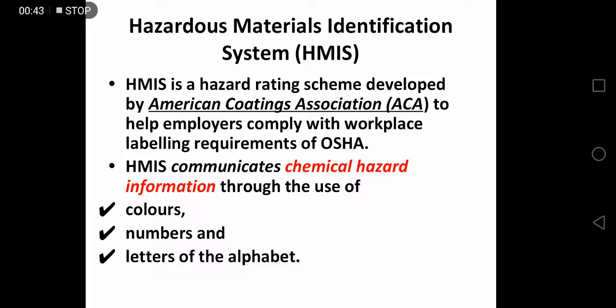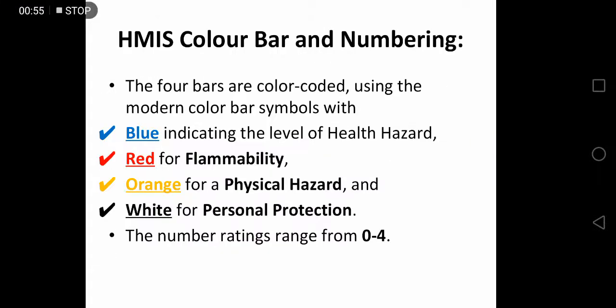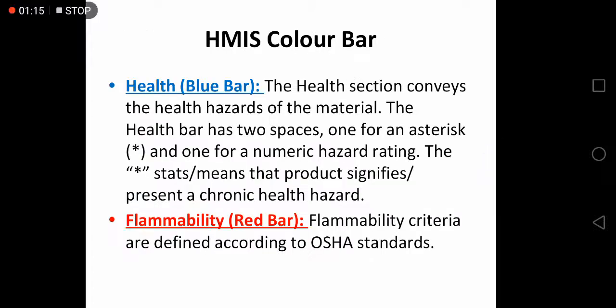The hazardous material identification system communicates chemical hazard information through the use of colors, numbers, and letters of the alphabet. The four bars are color coded using modern color bar symbols, with blue indicating the level of health hazard, red for flammability, orange for physical hazard, and white for personal protection. The number rating ranges from 0 to 4.